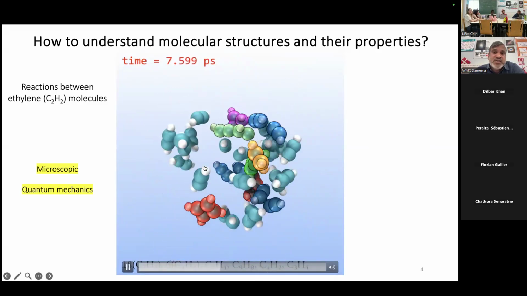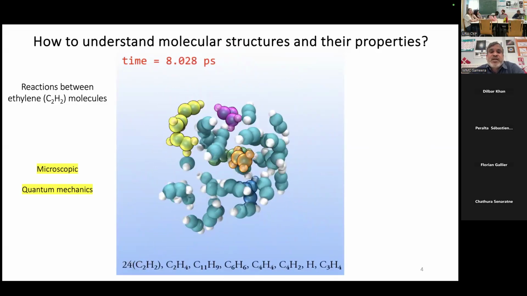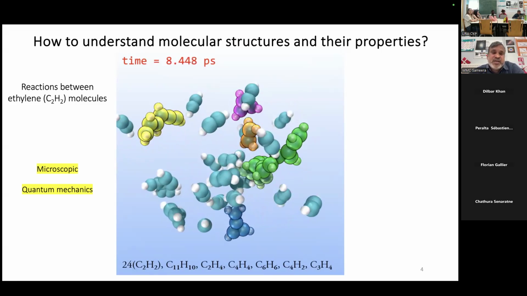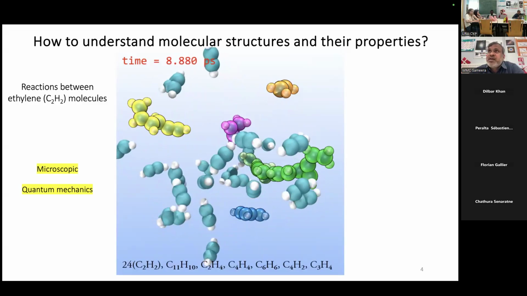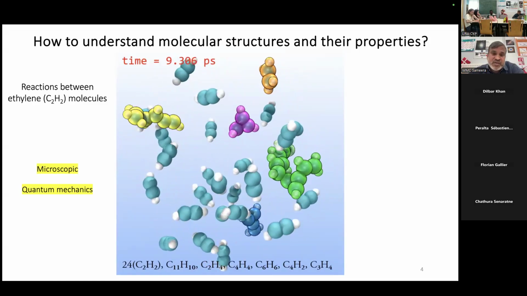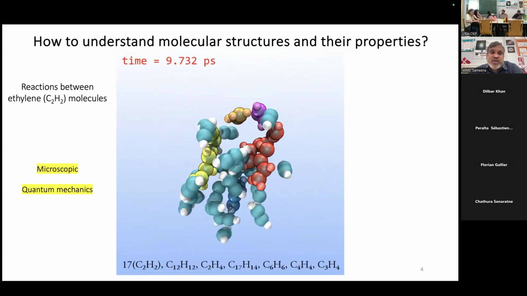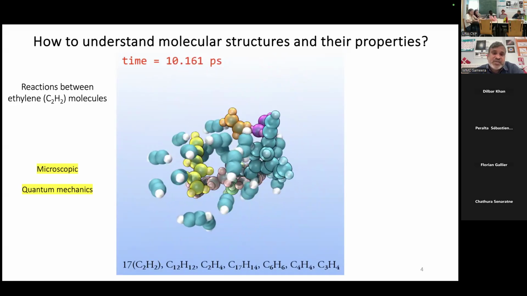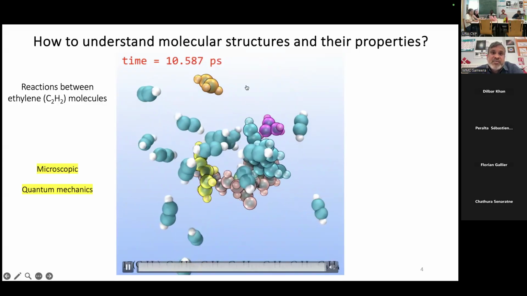You cannot really see the reactions. I mean, the reactions are happening on the femtosecond scale, and you cannot really see them. But if you run this simulation on a computer, you can go frame by frame and see what's really happening, and you can visualize how bonds are formed and created, and you can describe the mechanisms of these chemical processes. So it's very nice. So now you have an idea about the time.